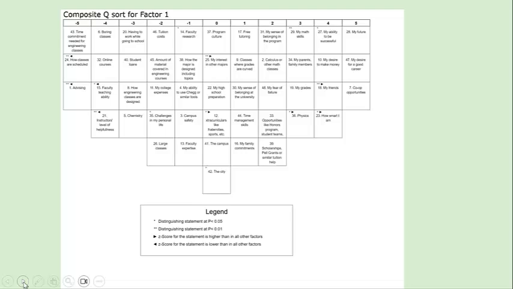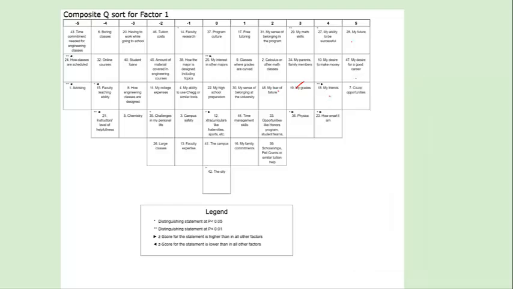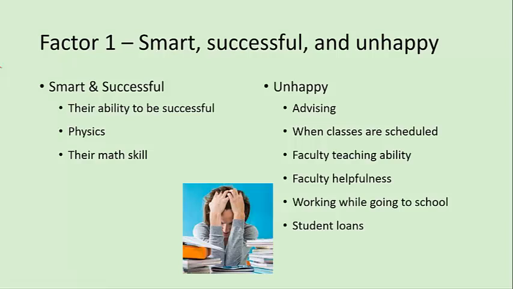So this is the composite sort for view 1. I won't go into it in great detail, but we can see that we have my future, my desire for a good career, co-op opportunities. This one, my friends, was a distinguishing statement. They felt smart. Advising was bad. How classes are scheduled is bad. Faculty aren't good teachers. So we'll just kind of summarize what that shows us.